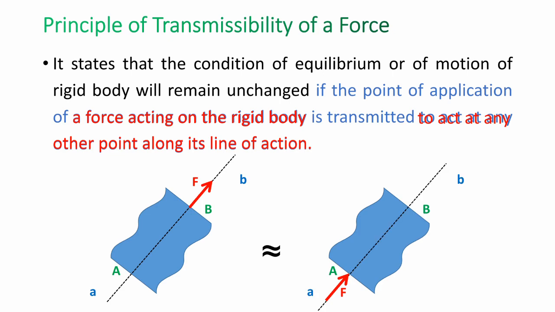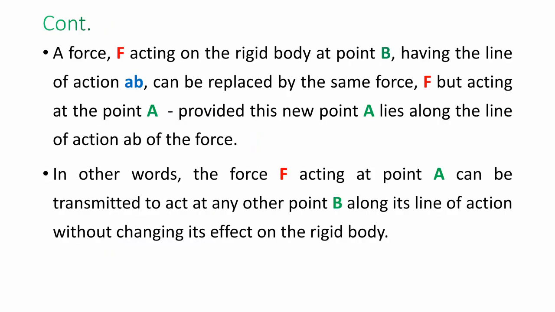In this case the motion of the body doesn't change. At the initial condition the body tries to move inclined to the x and y axes. Similarly, when the force is shifted from B to A, the body also moves in the same direction. This is the way we learn the transmissibility of a force.